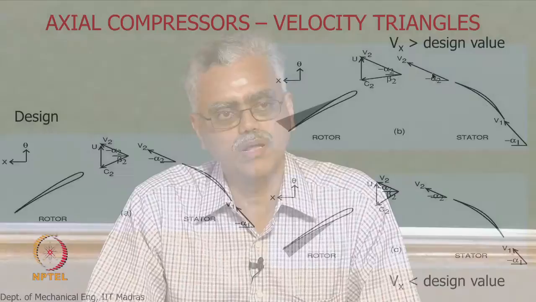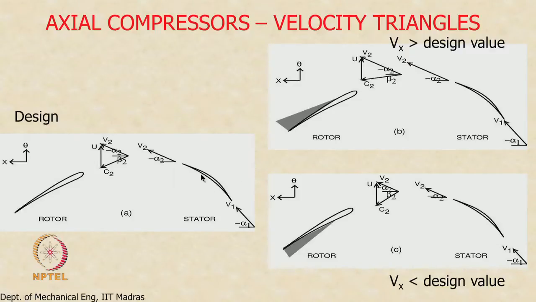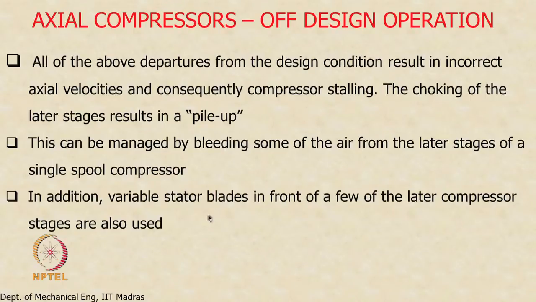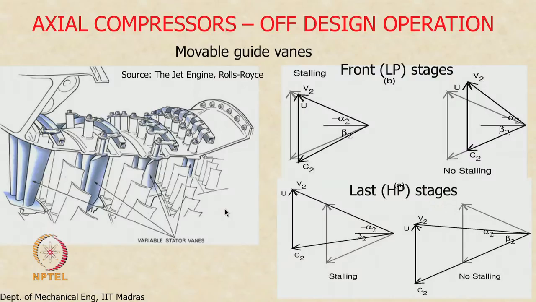Here we are looking at the stator blade in all these cases, whether it is design condition, this or this, it is only deflecting the flow. But what I am asking is, because this velocity vector is swinging this way and that way, is it possible to swing the stator blade appropriately so that the relative velocity vector is always tangential, right? That is one possible strategy. That is what we mean by variable stator blades, or movable guide vanes as it is also called.